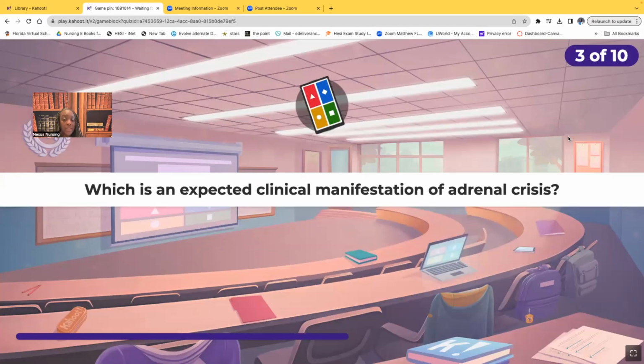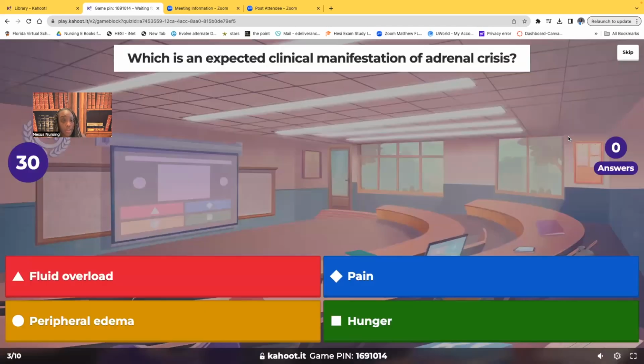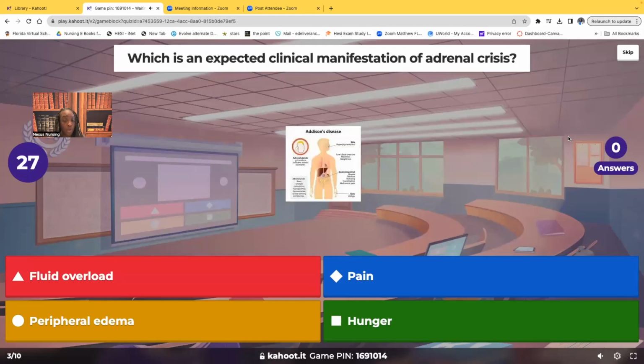Which is an expected clinical manifestation of adrenal crisis? Would it be fluid overload? Would it be pain? Would it be peripheral edema? Or would it be hunger?